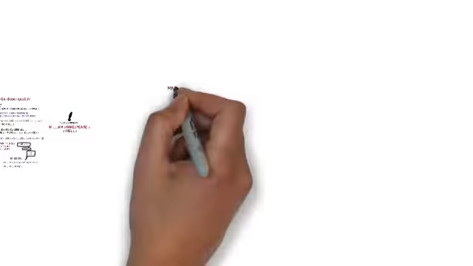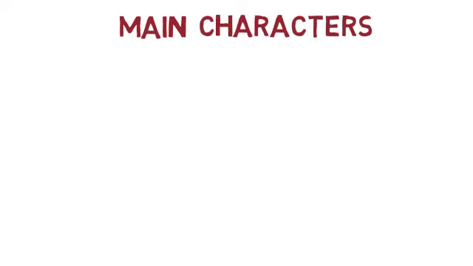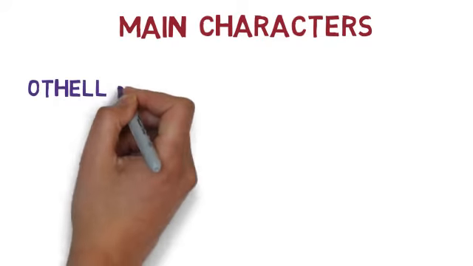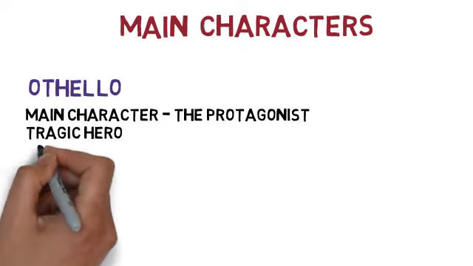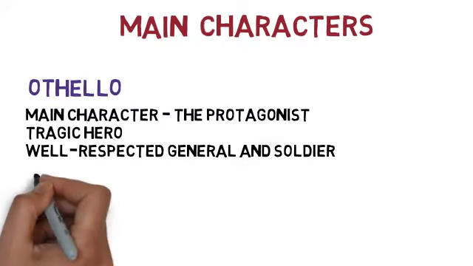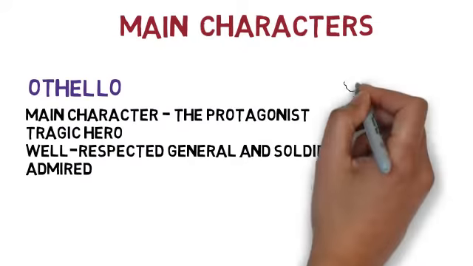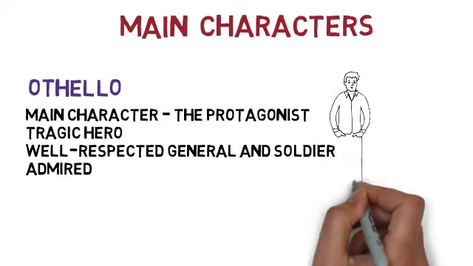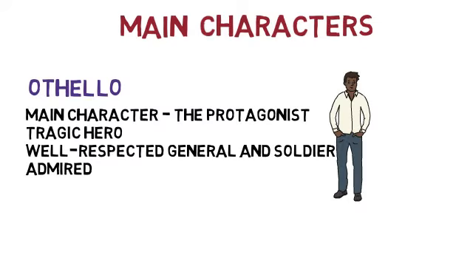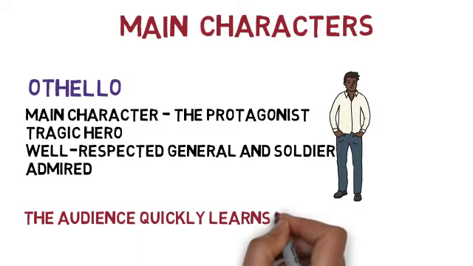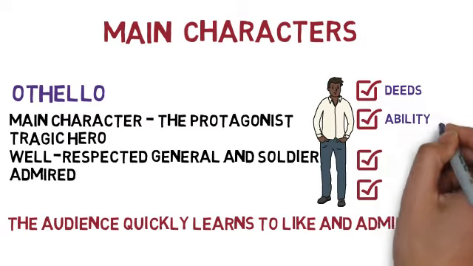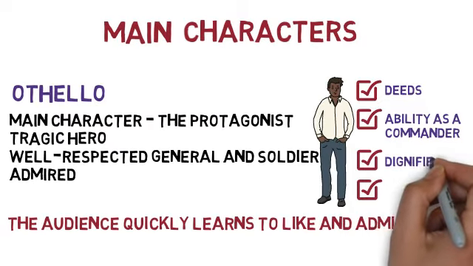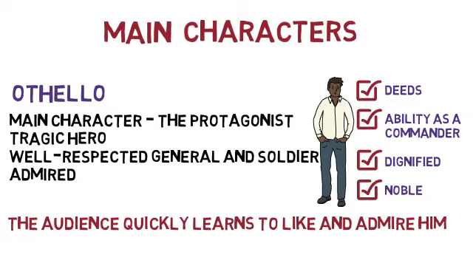Let's move over here to take a quick look at the main characters. So we'll start with Othello. He's the main character. He's the play's protagonist and our tragic hero. He's a well-respected general and soldier who's admired by those at the very top of society, as well as those he works with and commands. The audience quickly learns to like and admire him when we hear of his deeds, his ability as a military commander, and his dignified and noble characteristics.